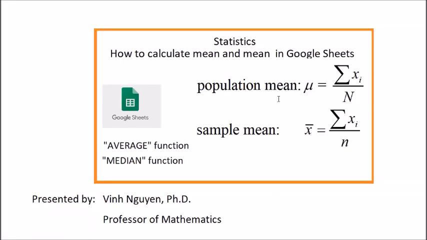In this video, I'm going to show how to find the population mean, which is mu, and then I'm also going to show how to find the sample mean, which is x bar. And then we'll use the functions average and median in Google Sheets.